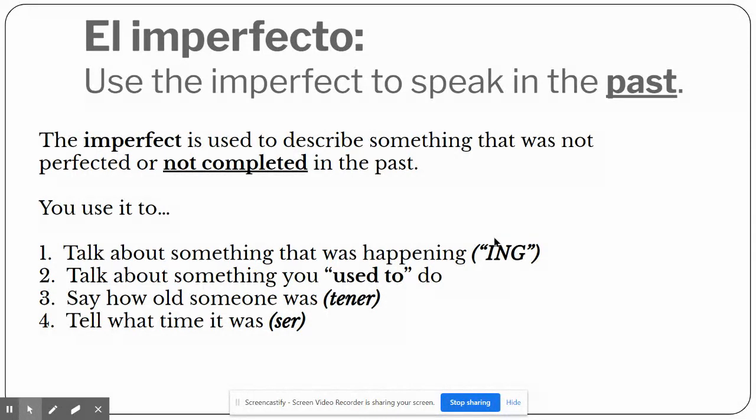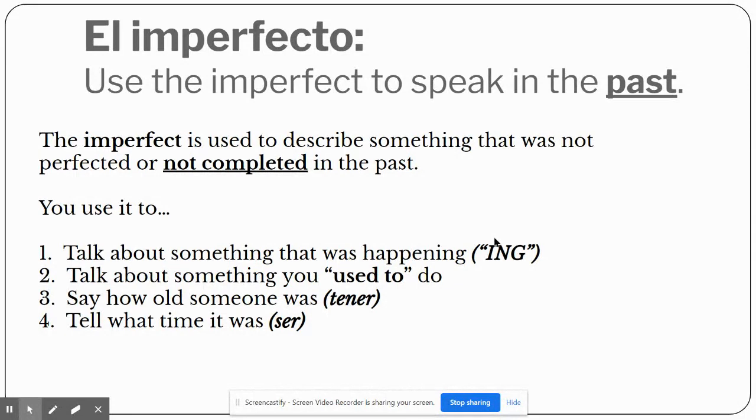Number two, talk about something you used to do. So for example, if I said, when I was a kid, I used to play with my toys. I'm talking about something that I used to do in the past. It was ongoing. Number three, say how old someone was. We use the verb tener with it when we talk about age, right? And for this one, for example, if I was saying when I was 8 years old, and I'm just kind of sharing what happened then, I would use imperfect when I said I was 8.